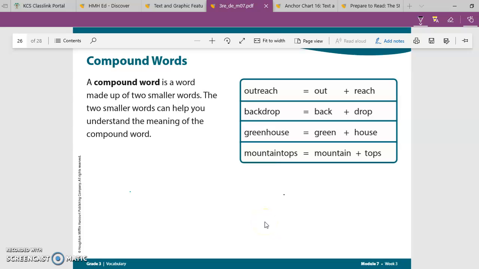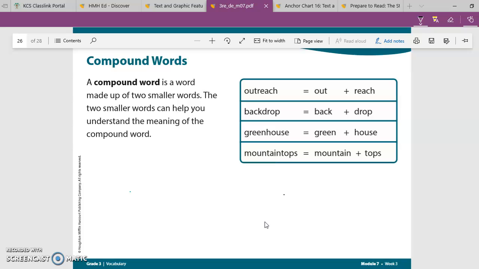Hey guys, so it is day 3 of our lesson on Make a Difference, and today we are going to be looking at some different types of vocabulary. Today we're going to be talking a little about compound words. So a compound word is a word that is made up of two smaller words, and the two smaller words can help you understand the meaning of the compound word.